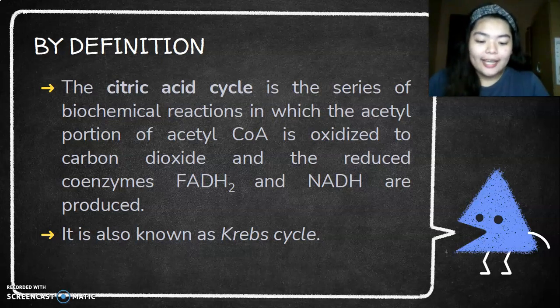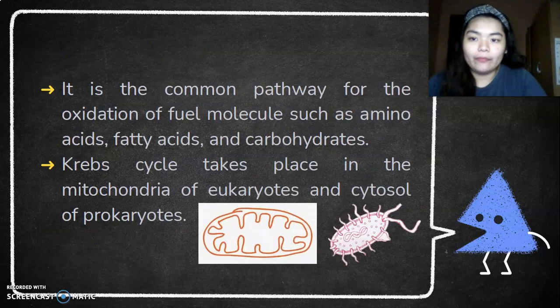The citric acid cycle is the central metabolic hub of the cell. It is also known as the Krebs cycle after its discoverer, Hans Adolf Krebs, and as the tricarboxylic acid cycle in reference to the three carboxylate groups present in citric acid. It is a common pathway for the oxidation of fuel molecules such as amino acids, fatty acids, and carbohydrates.